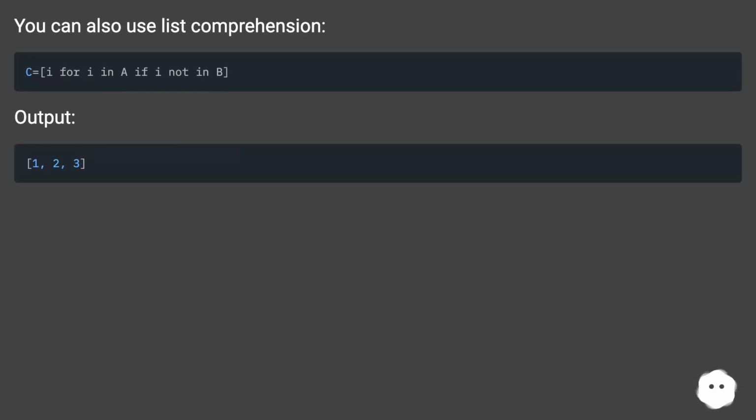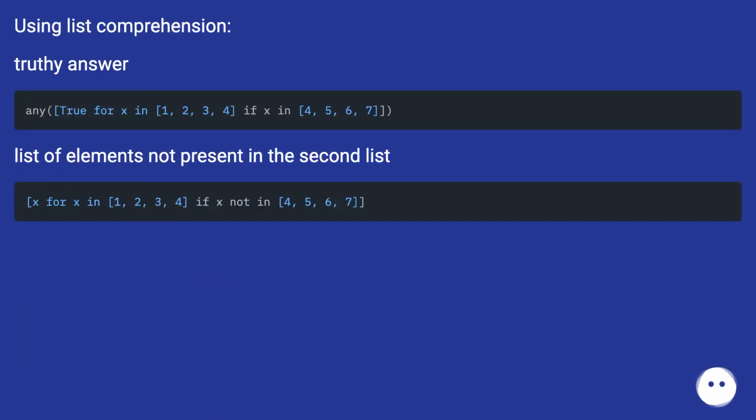You can also use list comprehension. Output. Using list comprehension, the answer is a list of elements not present in the second list.